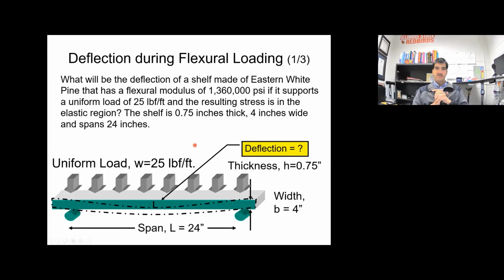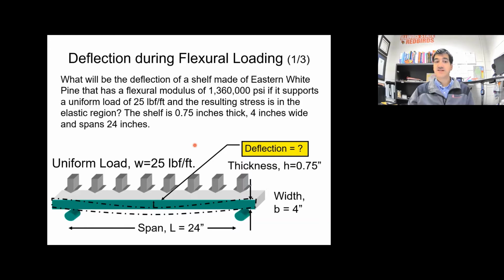All right, the first part is to take a minute or two and understand what it's asking, because there are a lot of words here. We're trying to find the deflection of this shelf made of eastern white pine. So we're probably going to have to find the flexural modulus for eastern white pine. And, oh, it actually gives it to us right here. The flexural modulus is 1.36 million psi. And it is supporting a uniform load of 25 pounds force per foot.